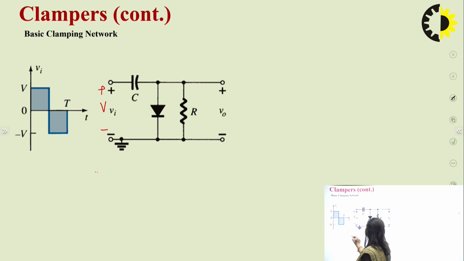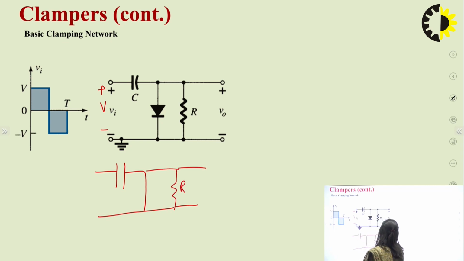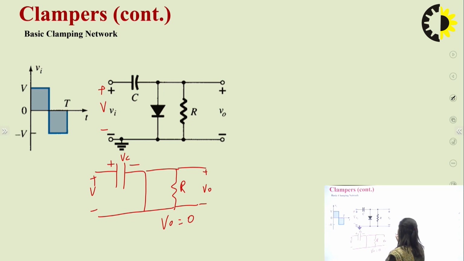So in positive half cycle, the diode will be shorted, and there is the resistor, and this is our V naught. So here this is plus minus. So capacitor will charge up to this potential. So in this case output would be 0, and we can see V minus VC is equal to 0. So VC would be equal to V in this case.